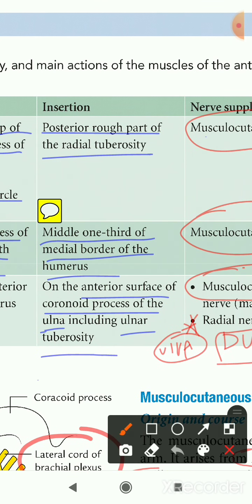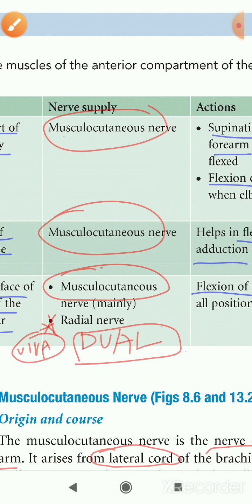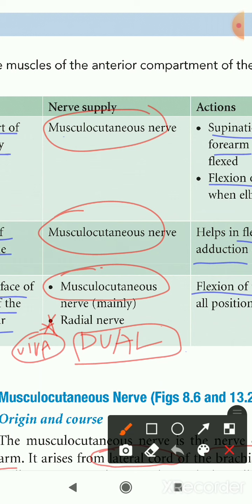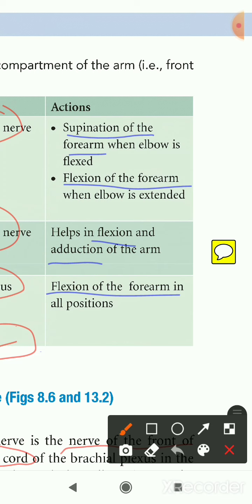Then insertion: it is inserted in the radial tuberosity, the posterior rough part. The radial tuberosity has two parts, an anterior smooth part and a posterior rough part, and it is inserted in the posterior rough part of the radial tuberosity. Nerve supply: we know all the muscles of the anterior compartment are supplied by the musculocutaneous nerve, because the biceps brachii, brachialis and coracobrachialis are all supplied by the musculocutaneous nerve. And its main action is supination of the forearm, as well as flexion of the forearm.